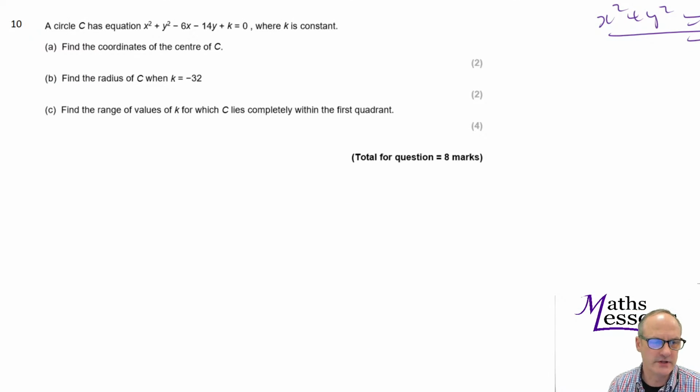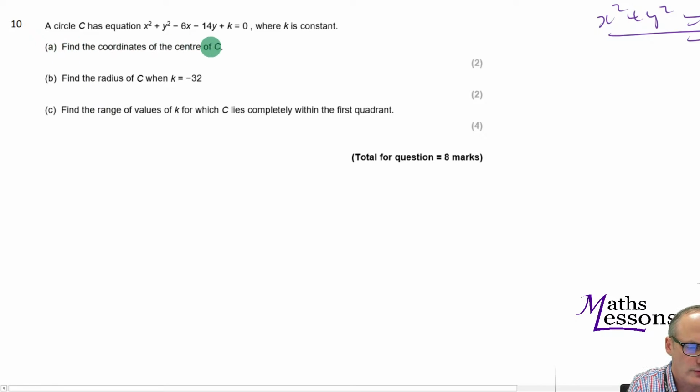Right, so here we go. We're going to find the coordinates of C for this, which is pretty much the same as the first question we did. So we get x minus 3 all squared when we complete the square of the x's. And then we're going to complete the square for just the y bits as well. So we get y minus 7 all squared.